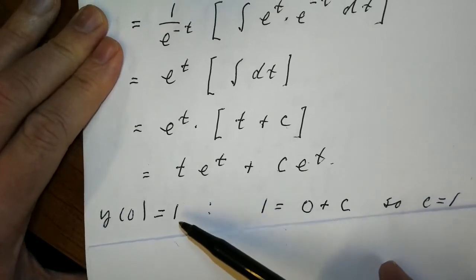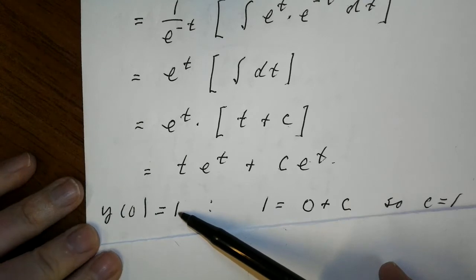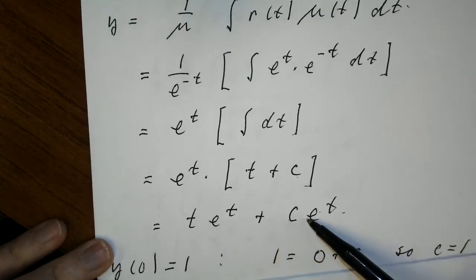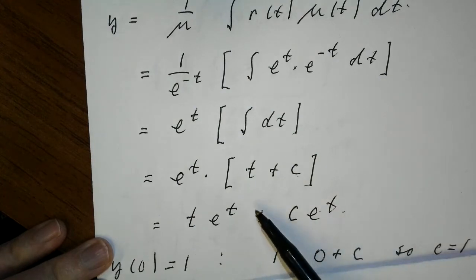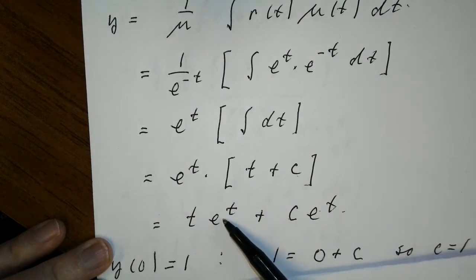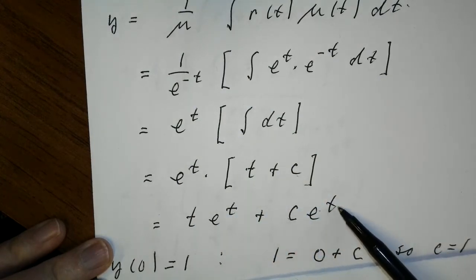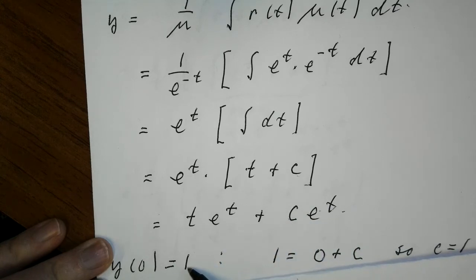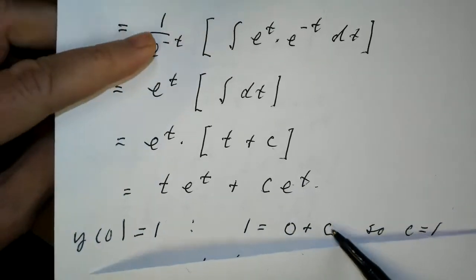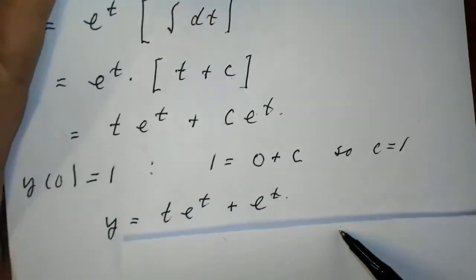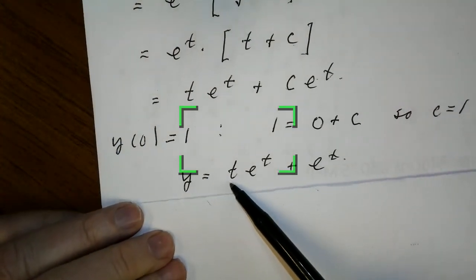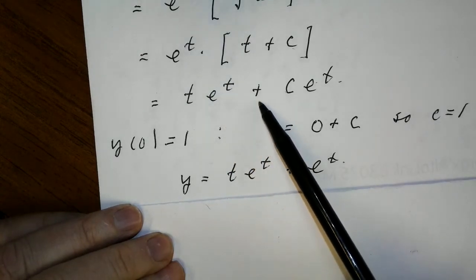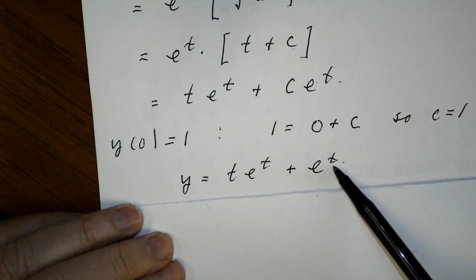Now we know that y(0) is 1. So here's y(t), the general solution. If we substitute 0 in for t, we would get 0 here, we would get c here, and we want that to equal 1. So that says that c has to be 1. And our final solution is y equals t e^t plus 1 e^t.